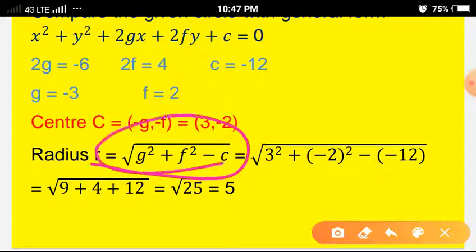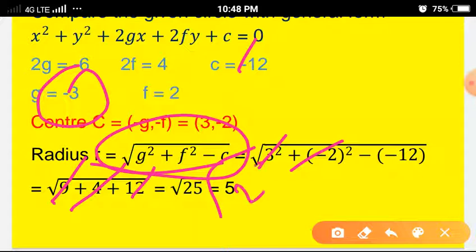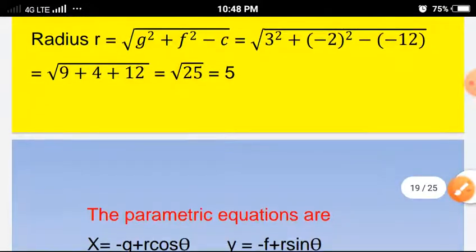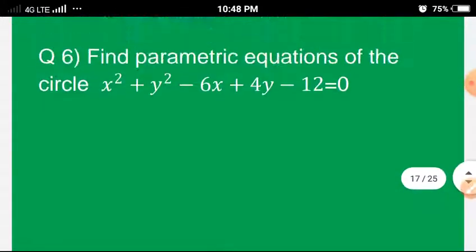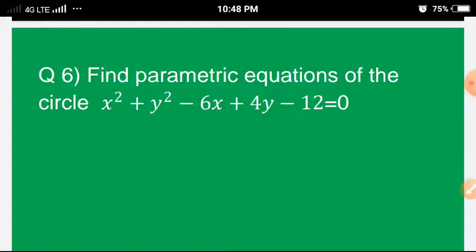The radius of the circle is square root of g square plus f square minus c. G means minus 3 square, f means 2 square. 3 square means 9, 2 square means 4, minus of minus 12 is plus 12. 9 plus 4 is 13, 13 plus 12 is 25. Root 25 means 5. Here the radius is 5.